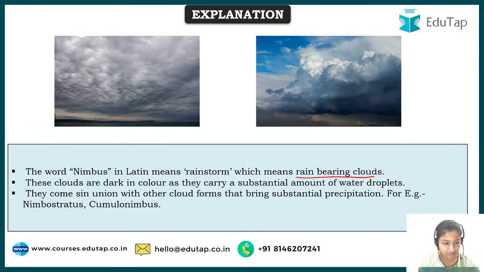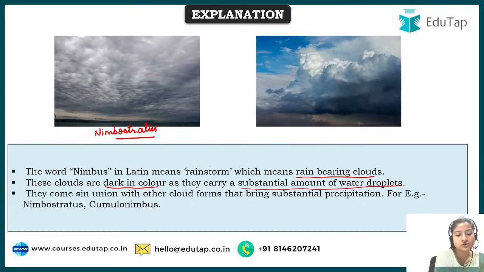These clouds are rain bearing. They are dark in color. Of course, you have seen the clouds which bring rain. They are dark in color, right? And they carry a substantial amount of water droplets. So here are two examples. This one is nimbostratus. This is a nimbostratus cloud. As said in the previous question also, these clouds are present in combination.